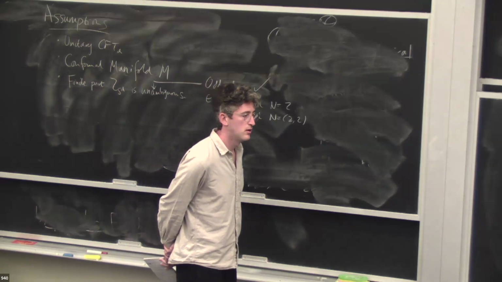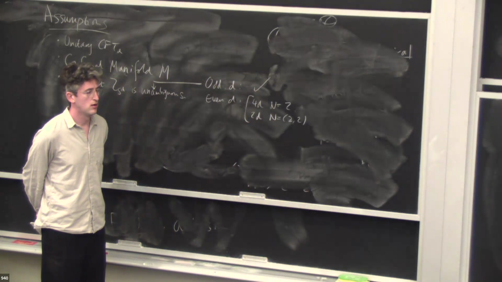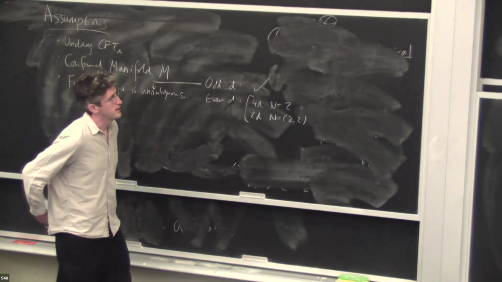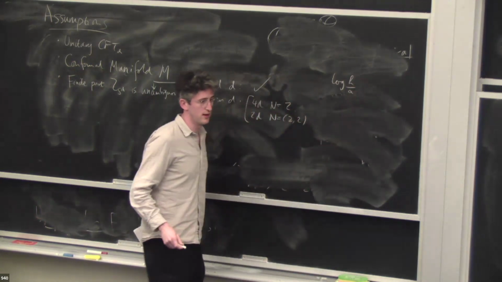Some scale has to come in, right? So it's like log Z over something makes it non-ambiguous. What scale? There's the radius of the sphere. So the log term is like log of the radius of the sphere over a, where a is the UV length scale.